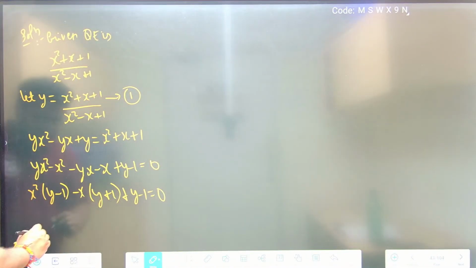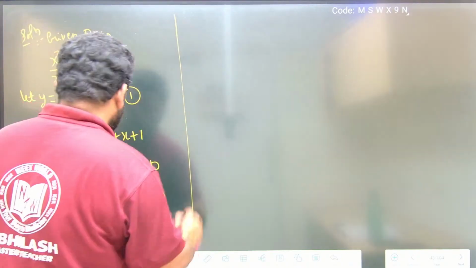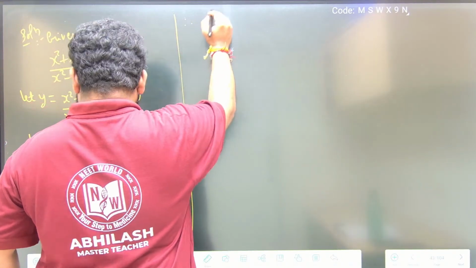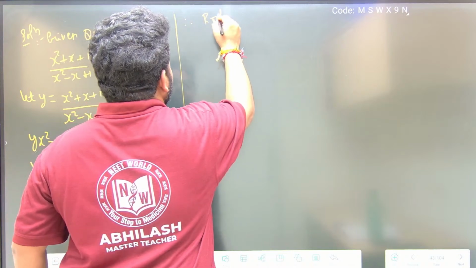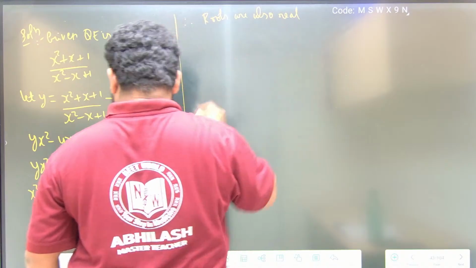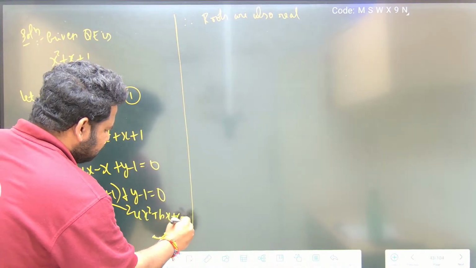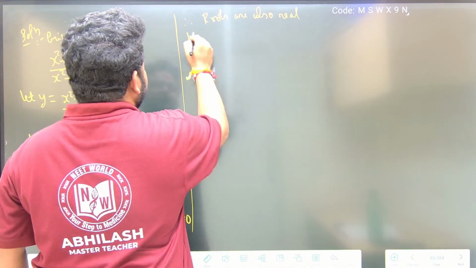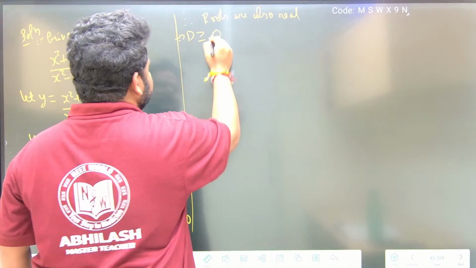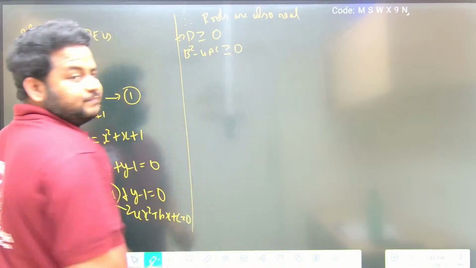So this is in the form of ax square plus bx plus c. Since x belongs to real numbers, the roots are also real, and it is of the form ax square plus bx plus c equal to 0. Therefore the discriminant is greater than or equal to 0. Discriminant means b square minus 4ac is greater than or equal to 0. What about the value of b here?